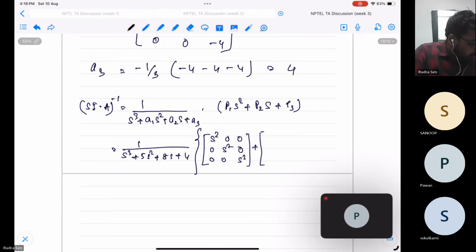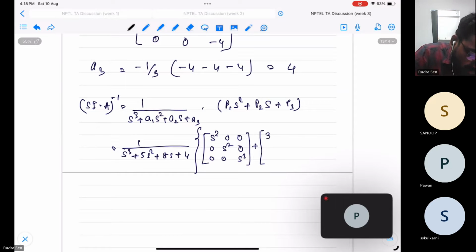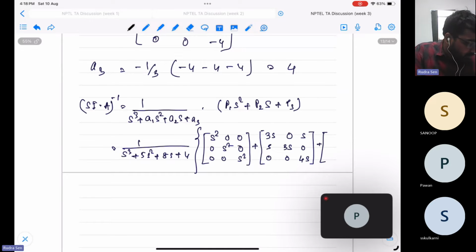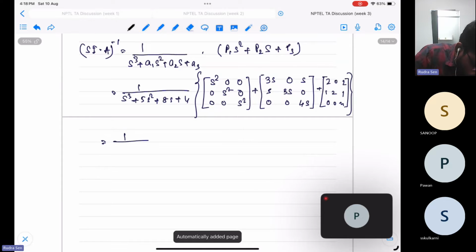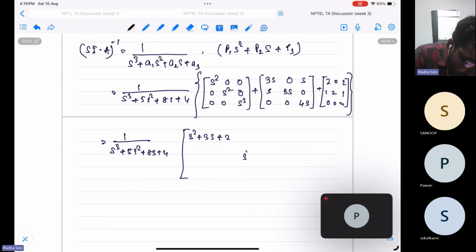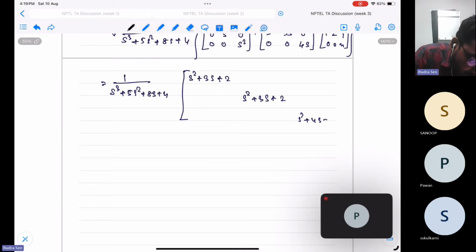So what is P2? Every element of P2 is multiplied by S. So this is 3S, 1S, 0, 1S, 3S, 0, and then 0, 0, 4S, plus P3. What is P3? P3 is 2, 0, 2, 1, 2, 1, 0, 0, 4. Okay, so if you do the addition, you will get S square plus 3S plus 2 here in the middle. Here in the final, S square plus 4S plus 4.